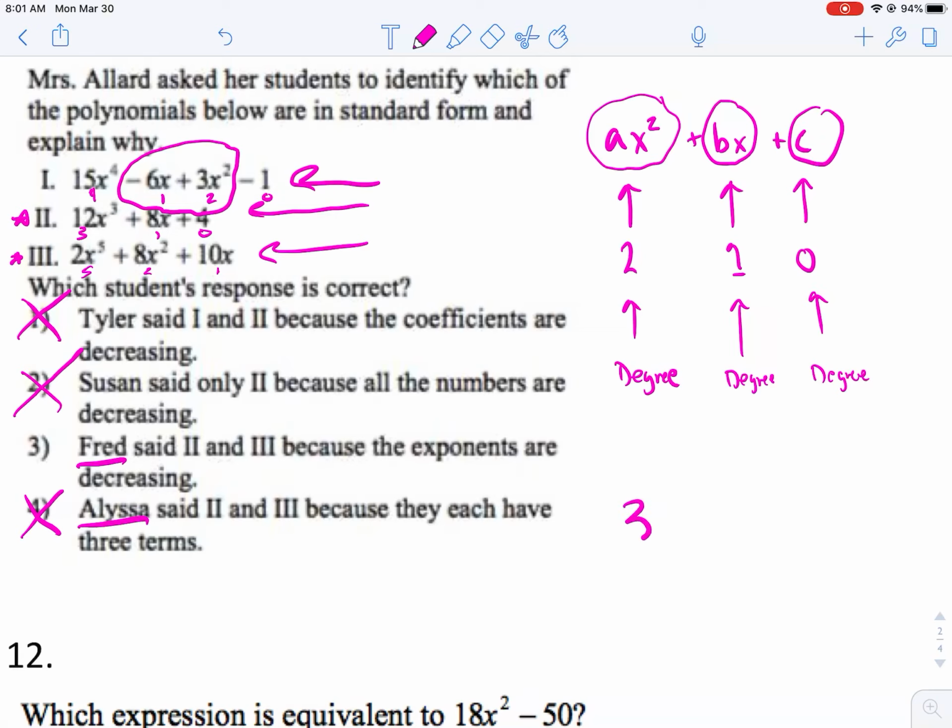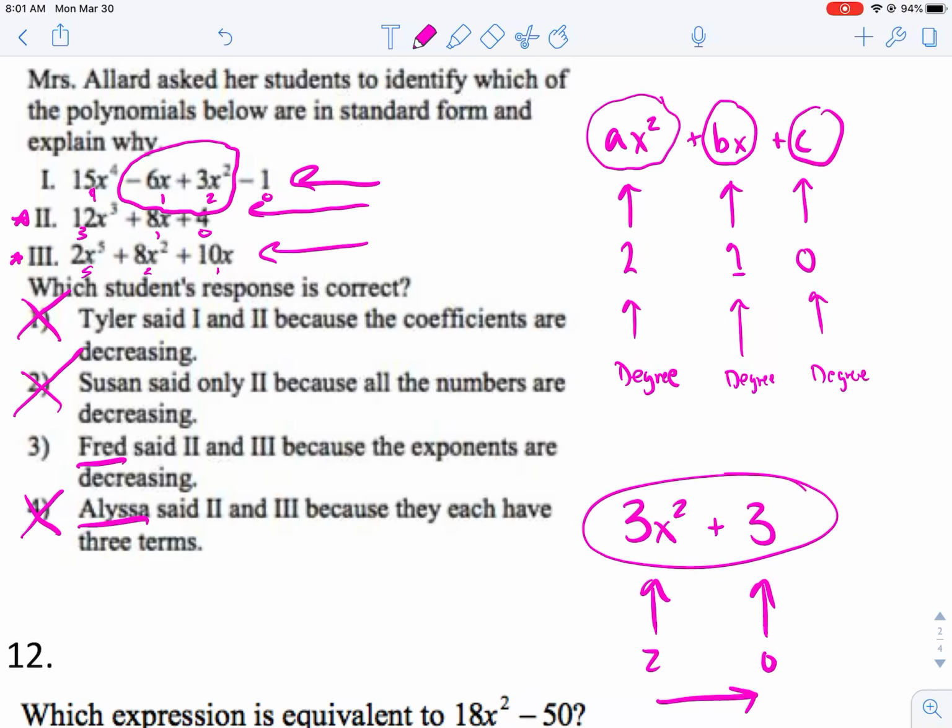Okay, so let's correct what Alyssa has to say. Alyssa is wrong because we could have something written like this, right? That's in standard form. Our degree measure is 2. Our degree measure is 0. It goes from highest to lowest. And this only has 2 terms. So Alyssa is wrong. So our answer has to be 3.